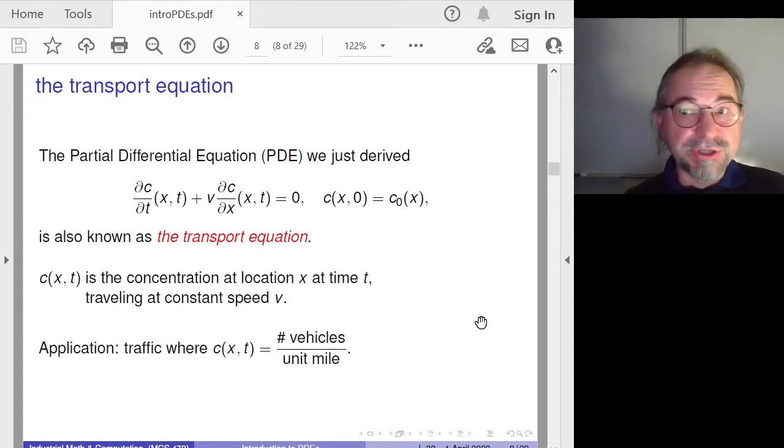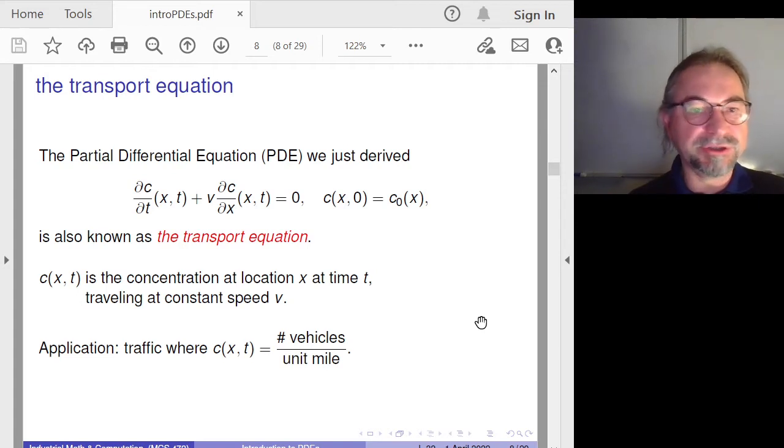But it's a good situation if you consider traffic. We have the traffic concentration, the number of vehicles per mile. And we want to see the evolution of this concentration. So how many vehicles are concentrated at a location at some time.